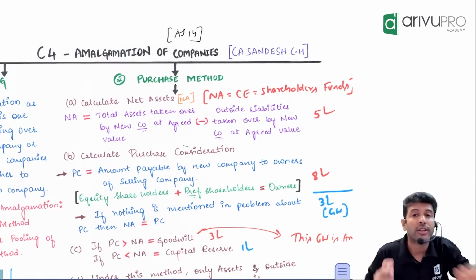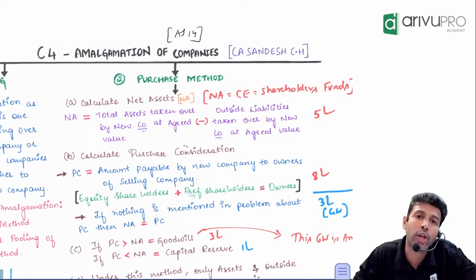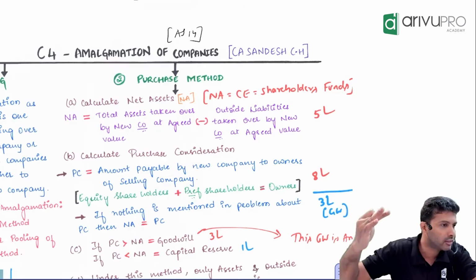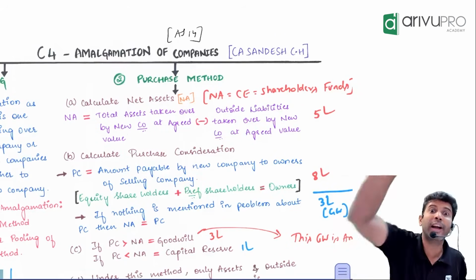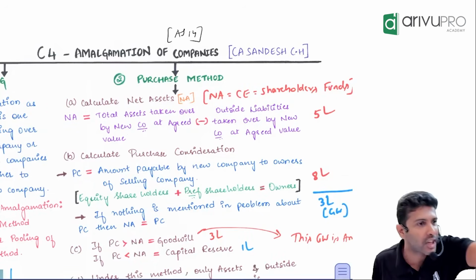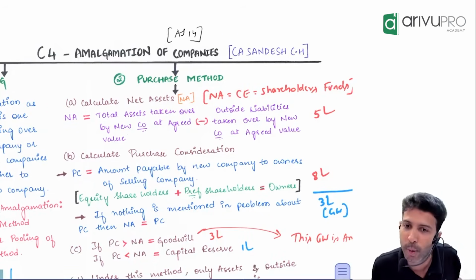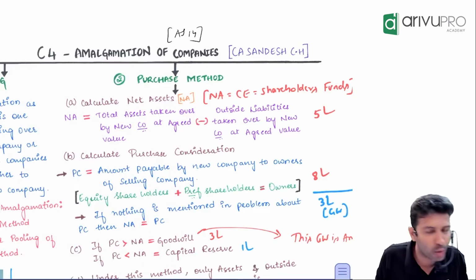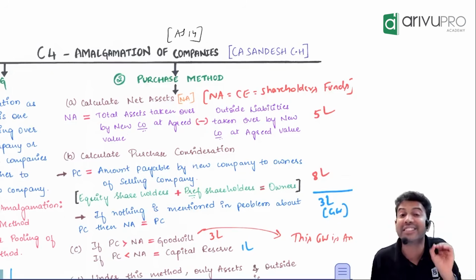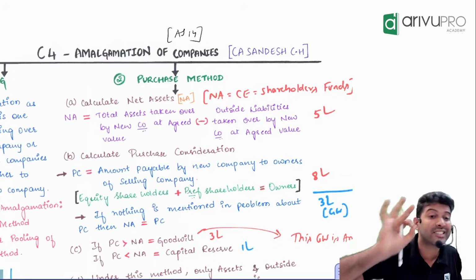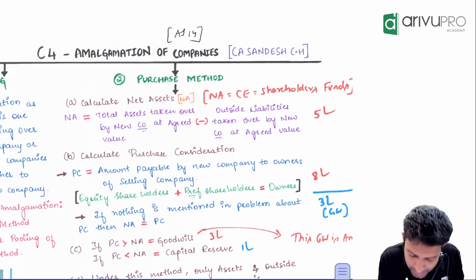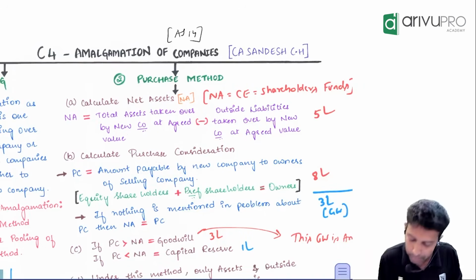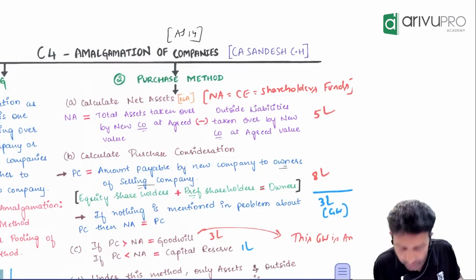Whom will you pay the settlement? To any Tom, Dick and Harry, or the owner? Who will get the settlement? Anybody? Infosys acquired Wipro. You are neither a shareholder in Infosys nor a shareholder in Wipro. You wrote a mail saying give me also PC. You will not get it. So PC is given to whom? Owners of the selling company. So that is the meaning of the term PC. PC means the amount payable by the purchasing company to the owners of the selling company.